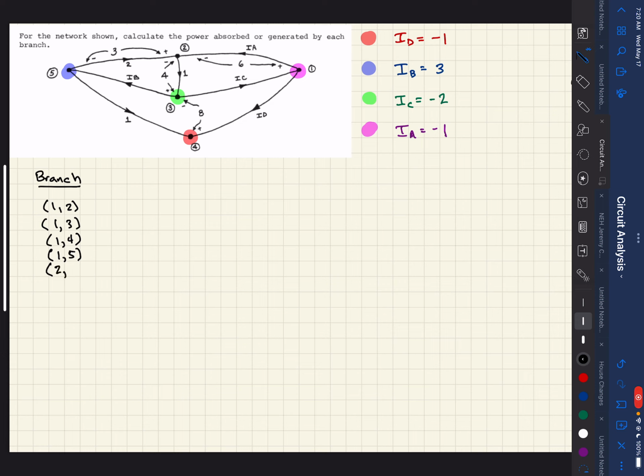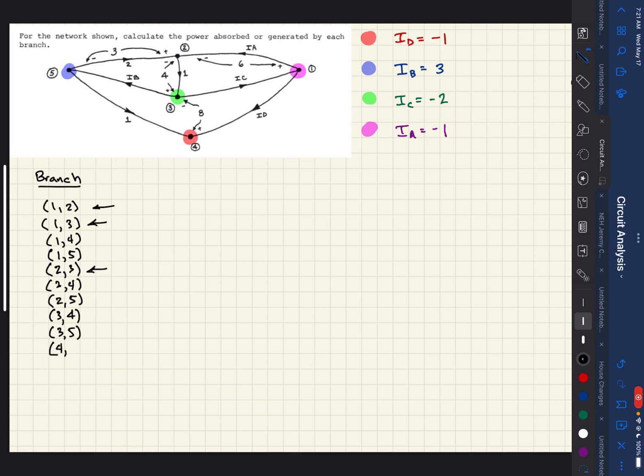We've already done 1 and 2 here. So we start with 3, 4, and 5. So again, start with node 3. We've already done 3 and 1. We've already done 3 and 2. 3 and 3 doesn't make any sense. So 3, 4 and 3, 5.